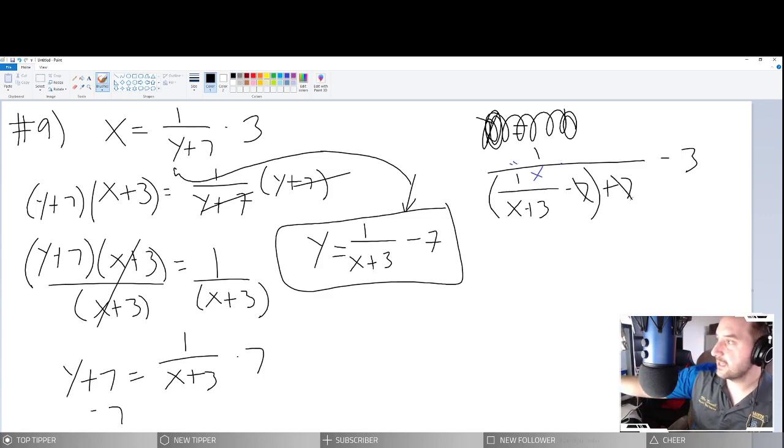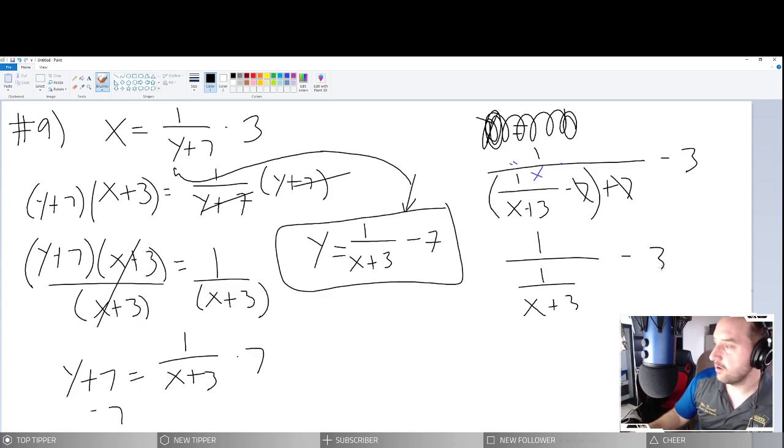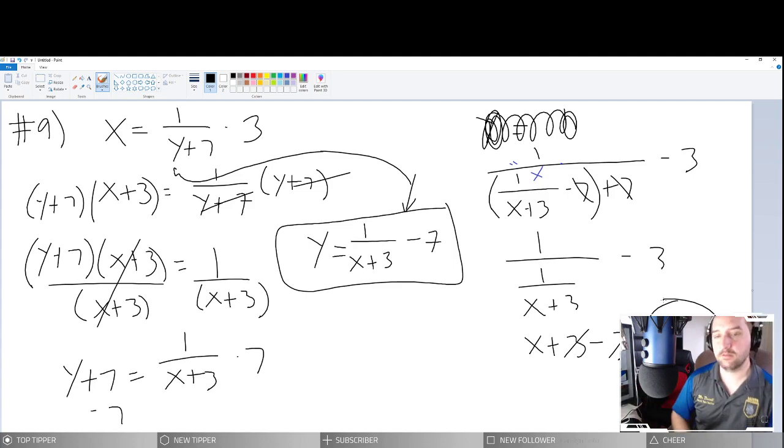So then the negative 7 and the positive 7 are going to cancel out. When you have 1 over something, that means you flip it. So 1 over that means I need to flip the 1 over x plus 3. So I get x plus 3. And then those cancel out. And so I'm left with x. And that's how we can verify that it's an inverse.